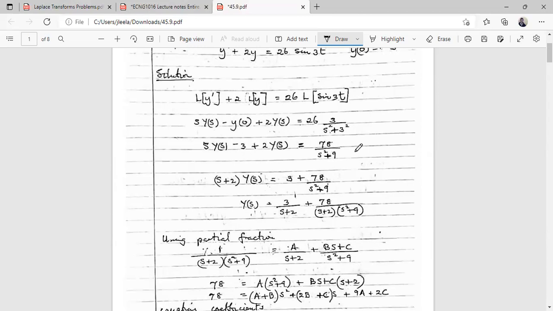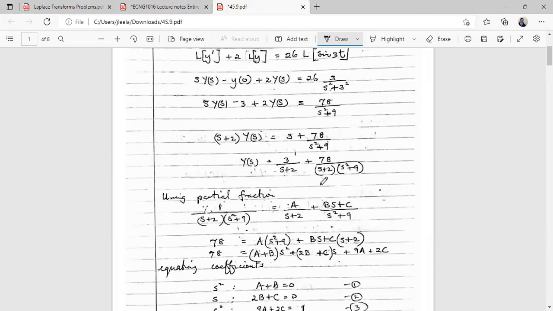So the 3 you could carry it on the right hand side, so you'll end up with (s plus 2) times Y(s) is 3 plus 78 over s squared plus 9. When you divide the right-hand side by s plus 2, you'll end up getting Y(s) is 3 over s plus 2 plus 78 over (s plus 2)(s squared plus 9). And then you have to use partial fractions to simplify this part here, right?